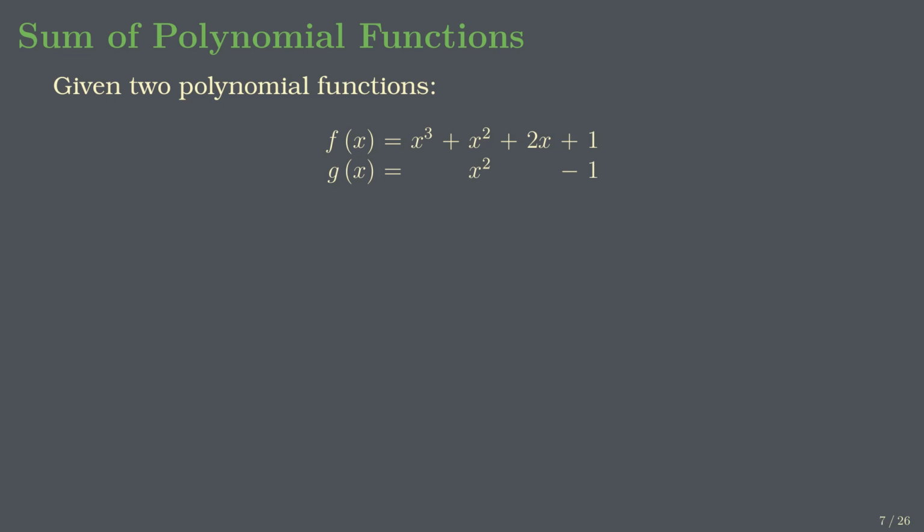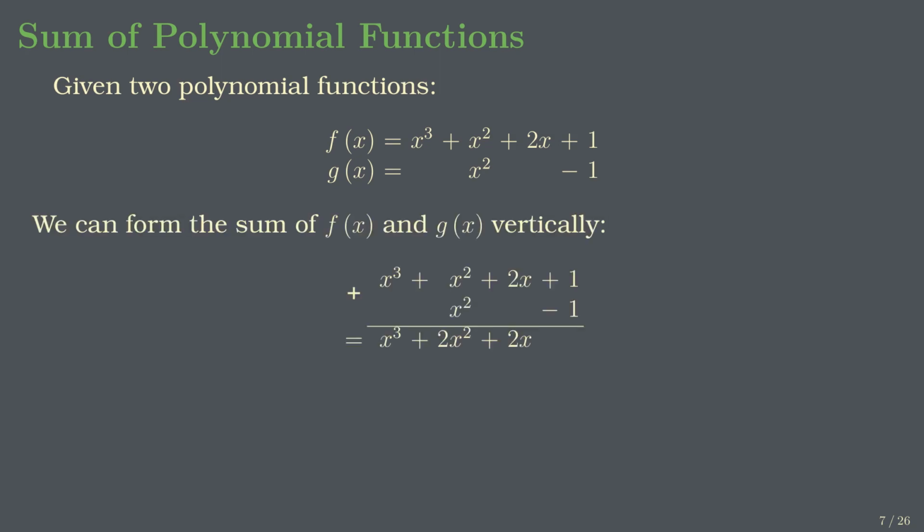Okay, but what if you don't want to add zero terms every time? Then you can compute the sum of two polynomial functions by using the vertical format, meaning that you write these two polynomials line by line and align the same power of x into the same column, and then you can do the sum column-wise, meaning that for each column you take the sum of the corresponding coefficients, and then you get the answer.